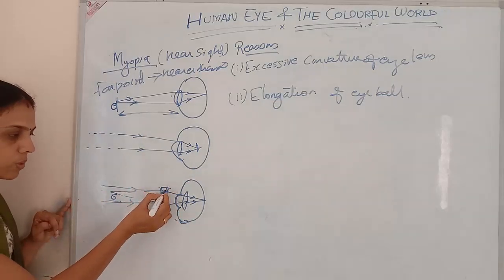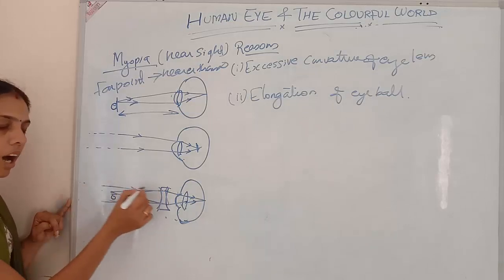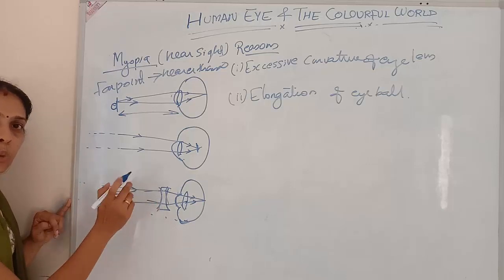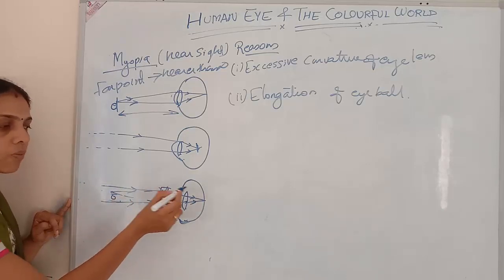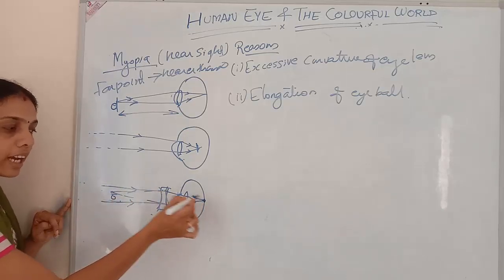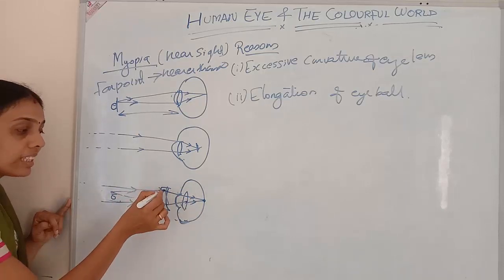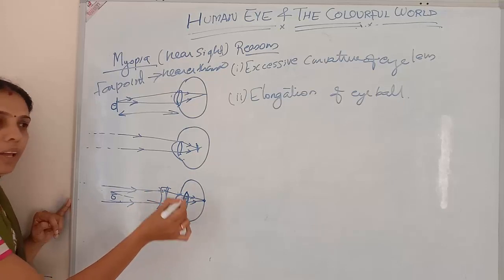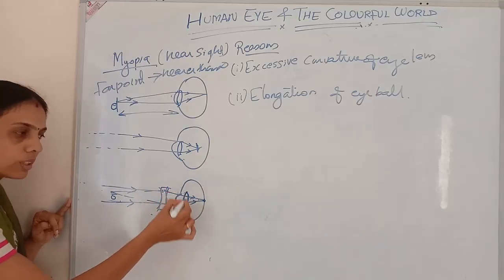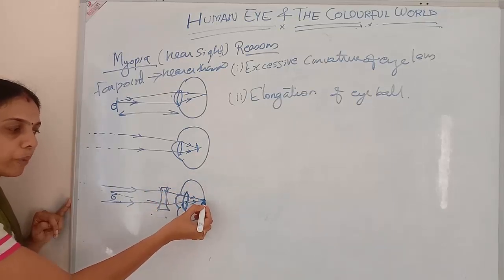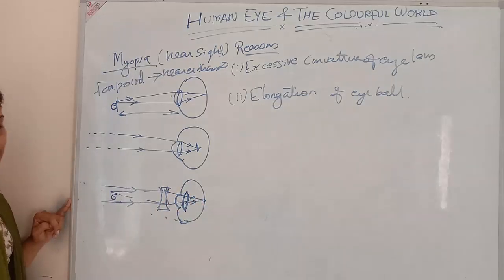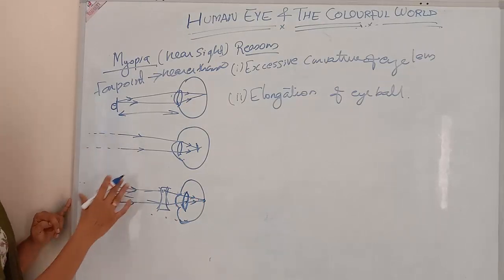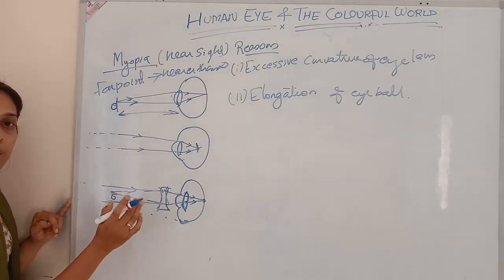So if we are using a concave lens, when light rays are coming from far objects, it will diverge. So this diverging lens will help the rays, right? This divergent ray will help make the image on the retina. Okay, clear? So this is the far point. This is how we will be using the corrective lens.